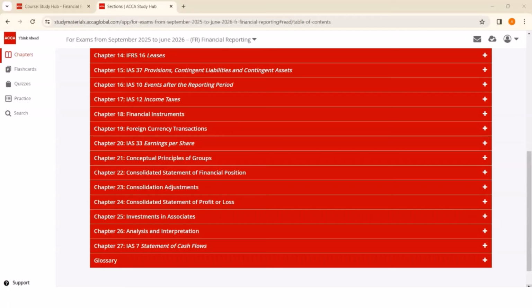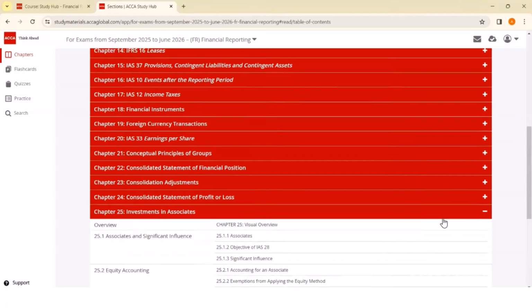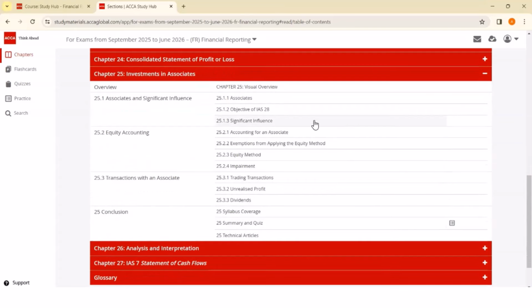Let's see in the study hub how investments in associates has been covered. Here we have a specific chapter related to it which talks about what associates are, what is the objective of IAS 28, what is significant influence, accounting parts, equity method of accounting, impairment, transactions with associates, everything has been covered. So you can go through the text from the ACCA study hub also.